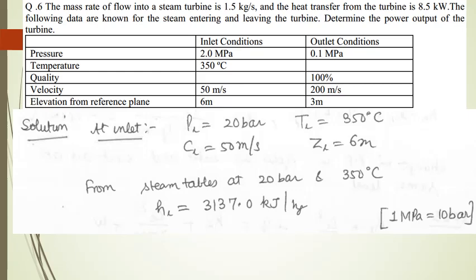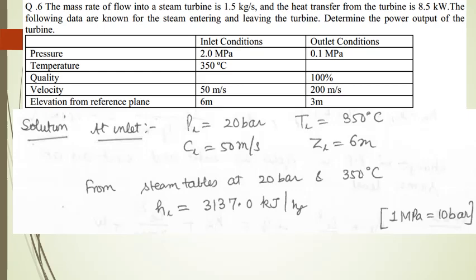Now at inlet, pressure and temperature are given, which indicates that the steam could be superheated. We look for the saturation temperature at 20 bar, and we find that the given temperature, that is 350 degrees Celsius, is higher than the saturation temperature at 20 bar. So it means the steam is superheated.